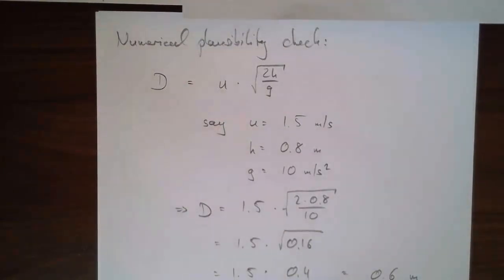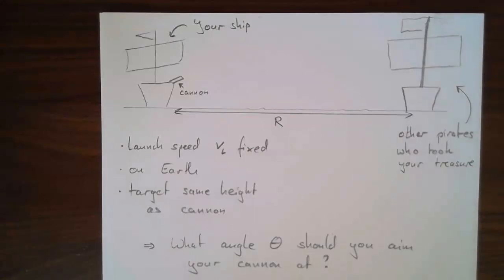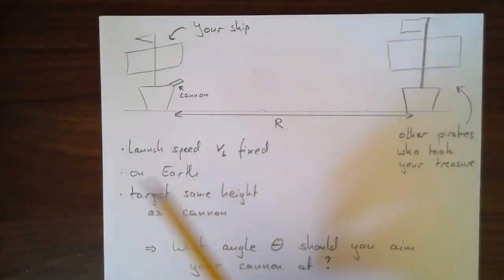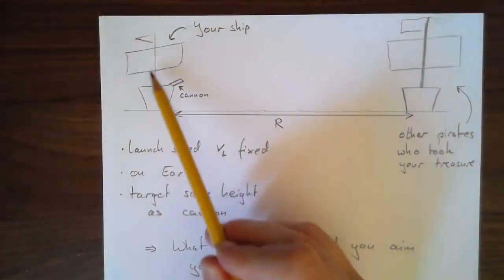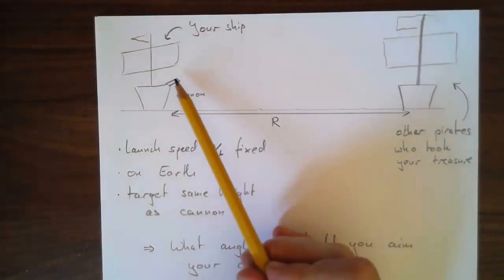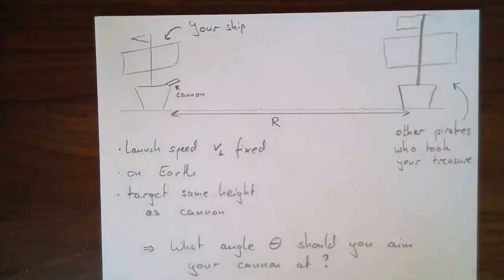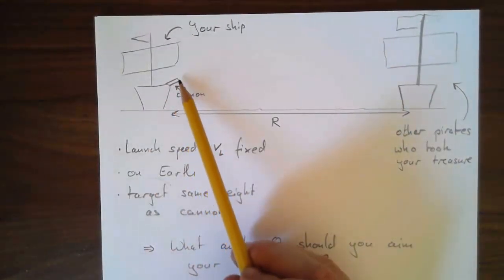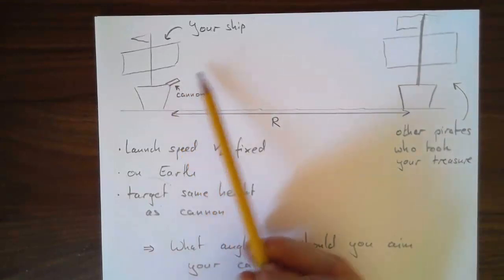Let's do another example where also something is accelerating under gravity. Here's our second example. Let's imagine you're a pirate, you're sailing the 7 seas. Turns out there are also other pirates, like those guys here, and they took your treasure. So what you're going to do, you're going to roll out the big cannons, and you're going to fire at them.